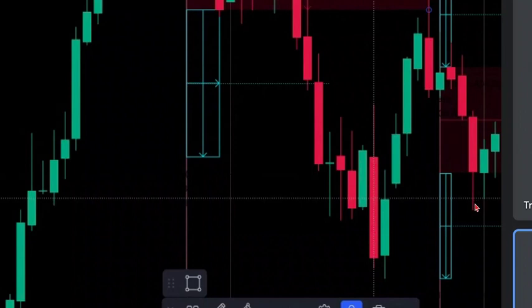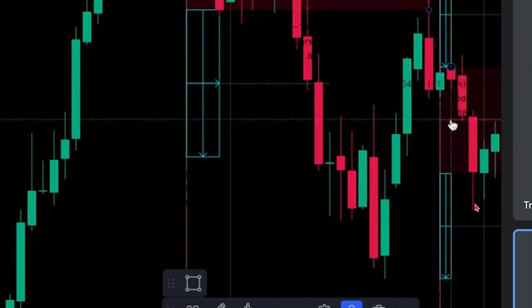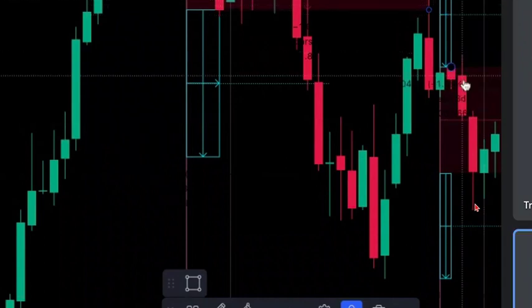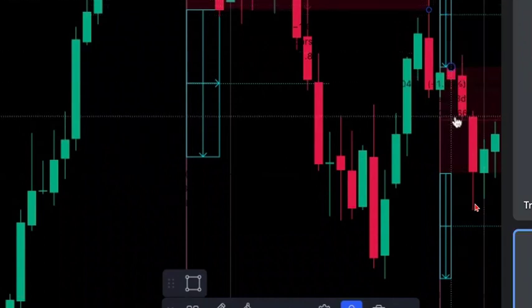See the red line? Remember, the red line is 50% of the body range, right? If it closes above that 50% of that body range, what do you think I'm going to do? It's going to keep going up. Yeah, I'm going to get in for a buy. Because remember, the whole point of this, we're not trying to get a scalp.